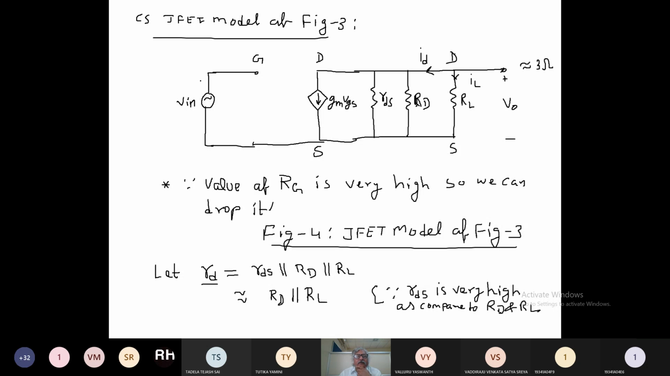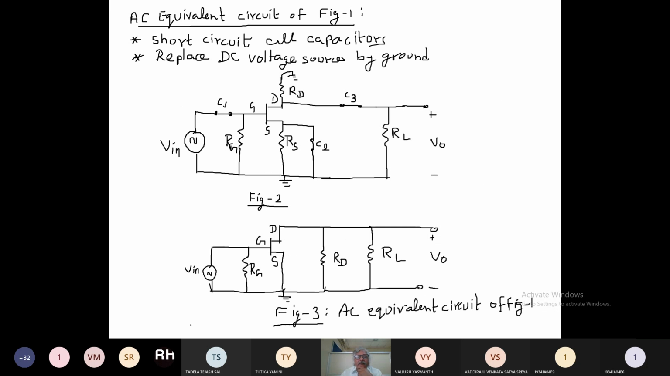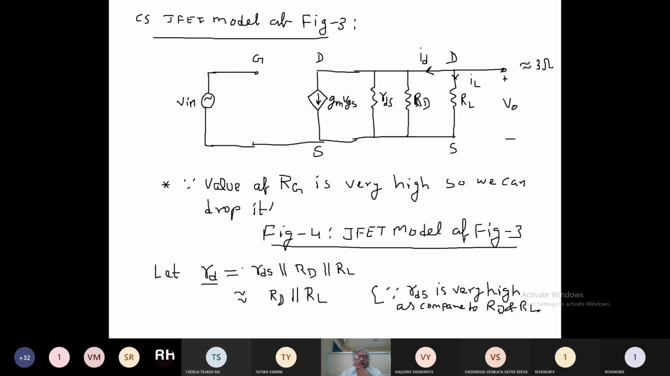Here Vin is the source voltage. Now in between gate and source, earlier I showed a resistance RG in figure number 3. Since this resistance is very high, I have dropped it. So there is no resistance between gate and source; it indicates very high resistance. Then there is a current source GM VGS, and RDS is the on resistance, RD is the drain resistance, and RL is the load resistance, right?